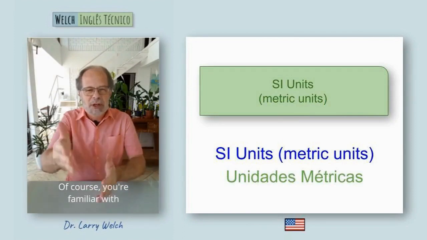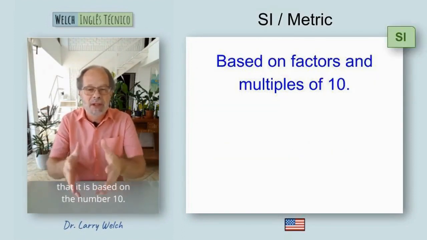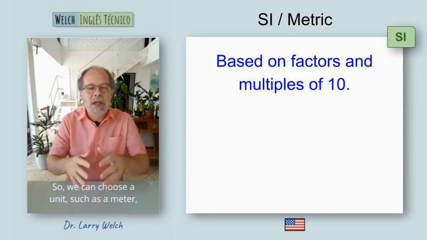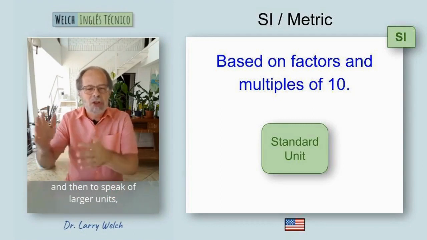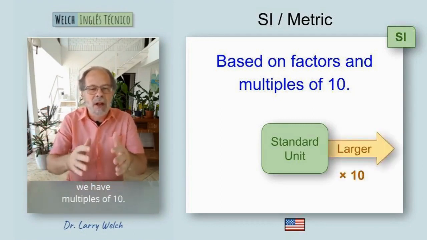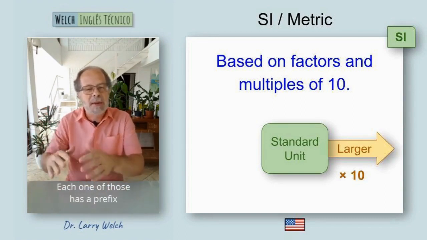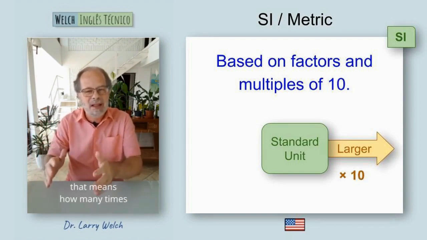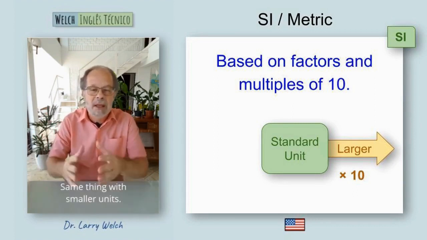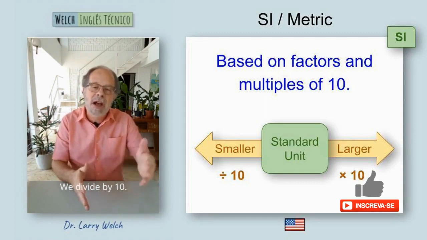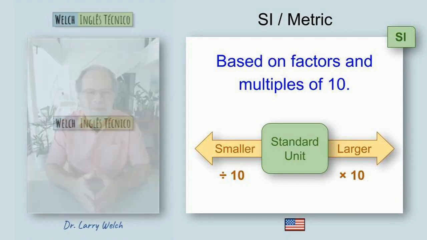Of course, you're familiar with the metric system, and you remember that it is based on the number 10. So we can choose a unit such as a meter, and then to speak of larger units, we have multiples of 10. Each one of those has a prefix that means how many times we are multiplying by 10. Same thing with smaller units. We divide by 10. Let's look at a list of the prefixes.